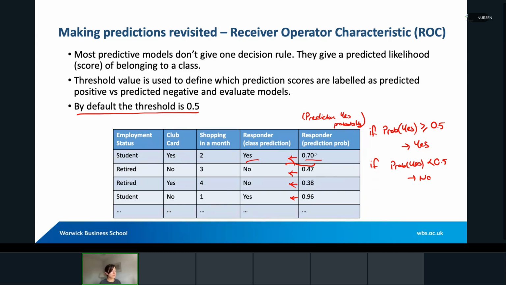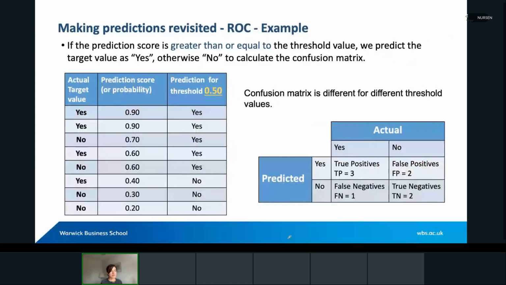So how do we use these prediction probabilities? These prediction probabilities are quite useful to understand model robustness. So what do I mean? The confusion matrix, for instance, here we have this, for this response case, is set up with the default threshold value, 0.5.